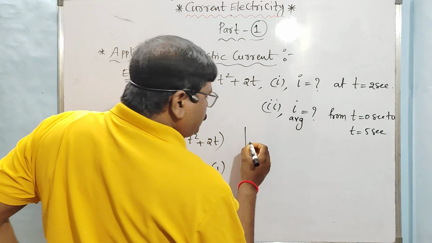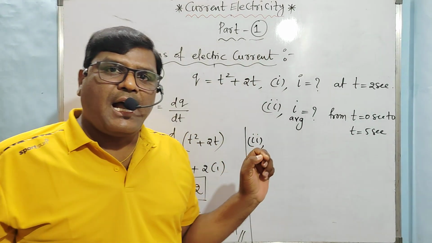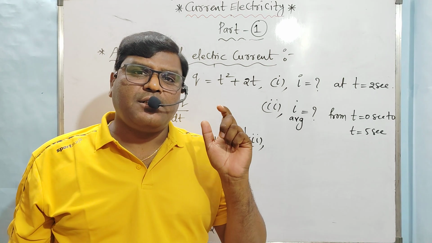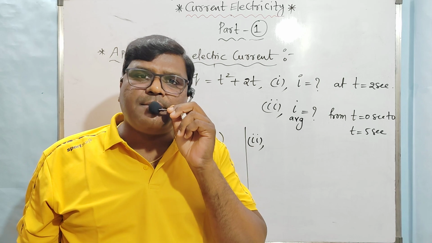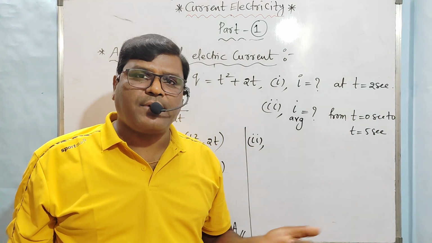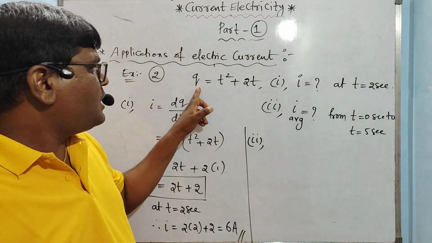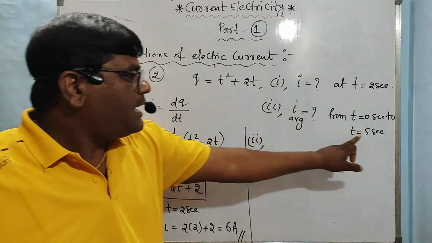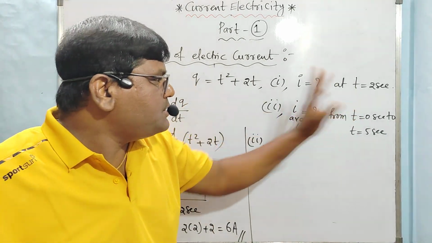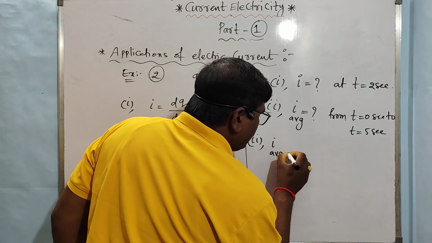Next, question 2. Average current is asked. How can we find the average? Can you remember the formula for average? Average current is nothing but total charge by total interval of time. Time interval is given, 0 seconds to 5 seconds. Total charge we have to find. How can we find the total charge? Charge q at 5 seconds minus q at 0 seconds. How do we write the formula, just first here? What will we write as the formula?